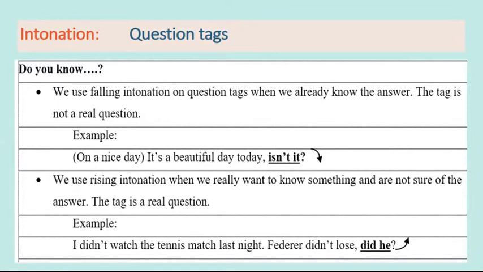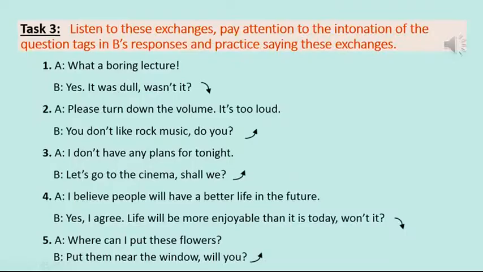When we really want to know something and when we are not sure of the answer, we use rising intonation. The tag is a real question. For example, I didn't watch the tennis match last night. Federer didn't lose, did he? Now, let's practice by doing task 3. Listen to this exchange. Pay attention to the intonation of the question tag in B's responses and practice saying this exchange.